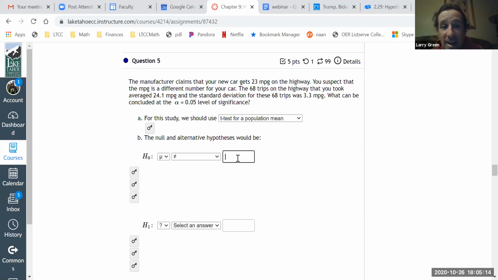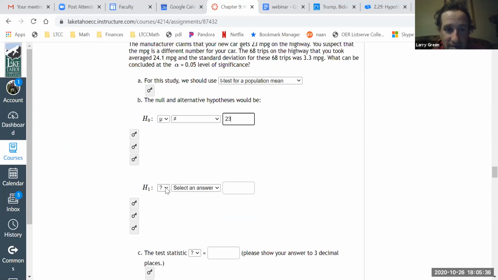Okay, what goes in the next box? Yeah, that's a 23, because we want to find out if it's 23 like you were told, the claim. Okay, H1. This should be easy. Is it P or mu? It's supposed to be easy.